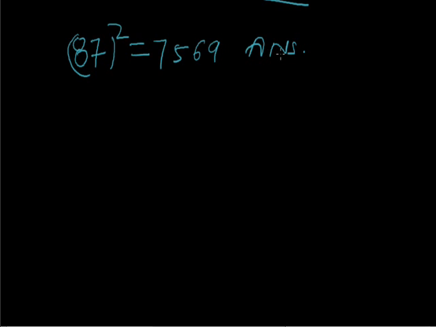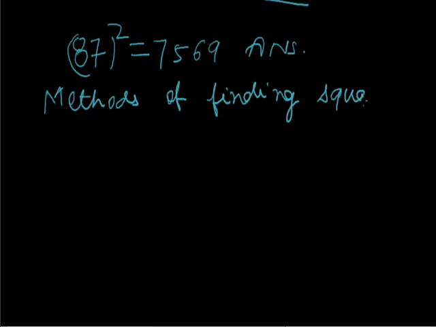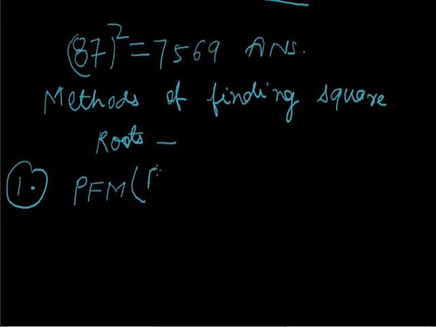So basically what we understand till now is the column method. Now another topic which we will study here is methods of finding square roots. Basically there are two methods. First method is PFM, broadly known as prime factorization.